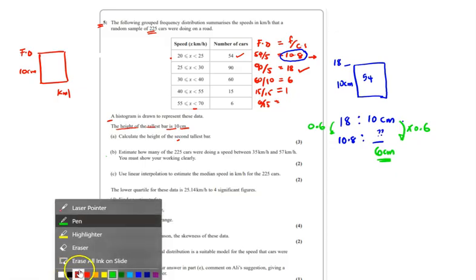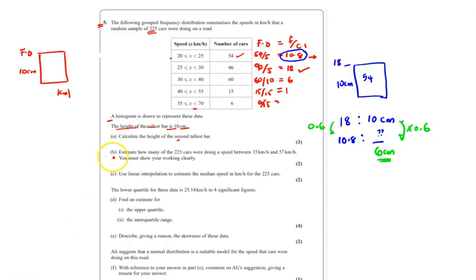Part B says: how many cars were speeding between 35 and 57? So we come here and look for 35. When you look at the class of 30 to 40, we can get numbers from 35 to 40, but 35 is in the middle of this class. That means you just have half of it.